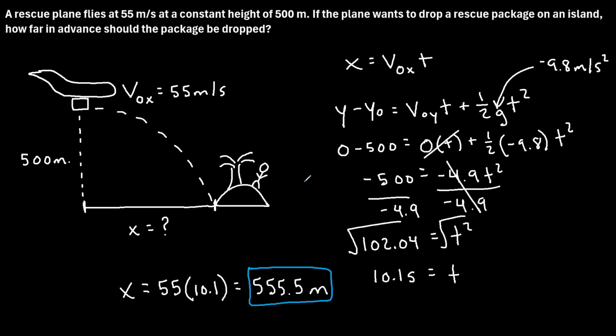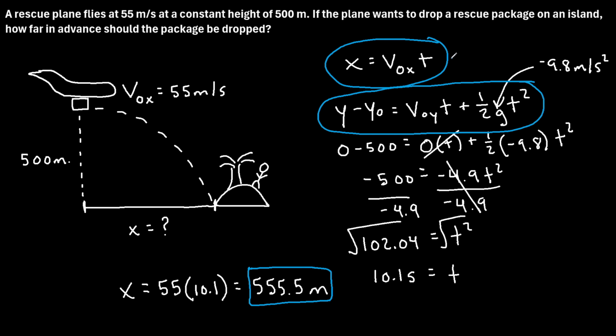So that's how you can solve that type of problem. You really just need to know these two equations right here. As long as you know these two equations, you can always solve this type of problem that involves a plane dropping an object in a specific location.